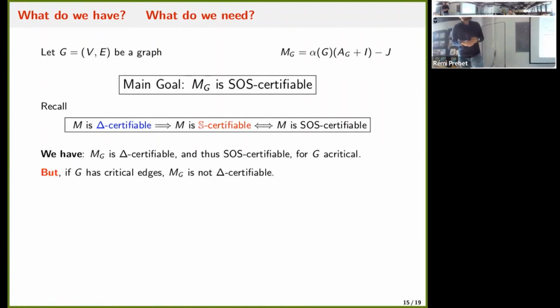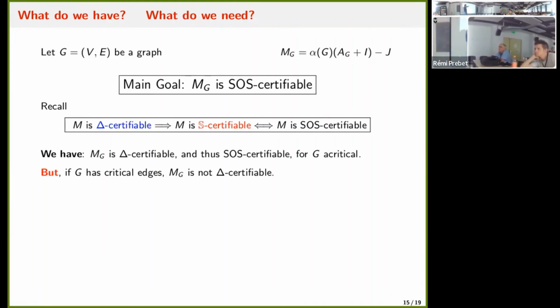But can you repeat what is J? I forgot. Sorry? J is the all ones matrix. All ones. Okay, all ones. Yeah. So this matrix is basically alpha minus 1 in the diagonal, alpha minus 1 in edges, and minus 1 in non-edges.